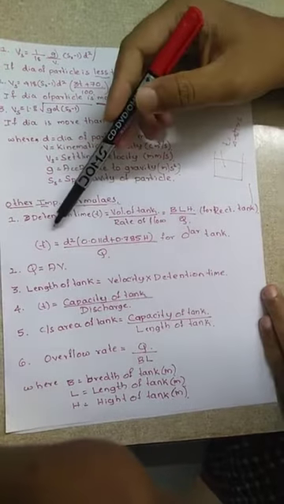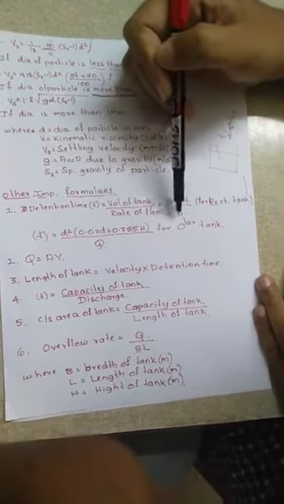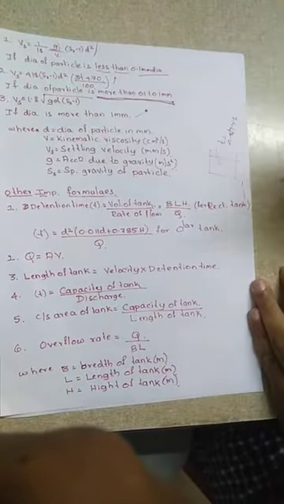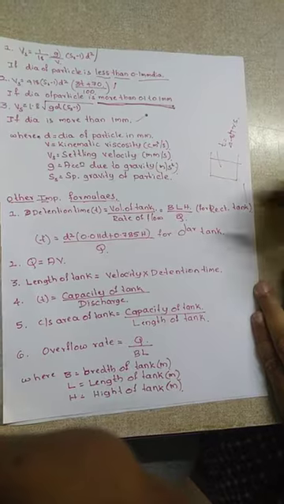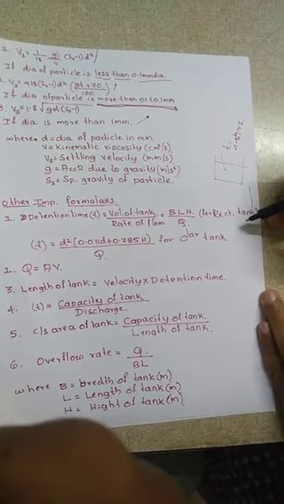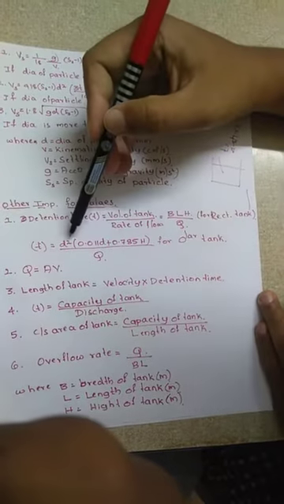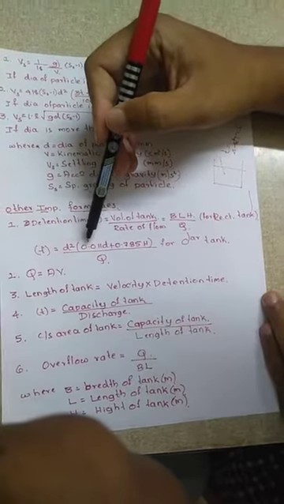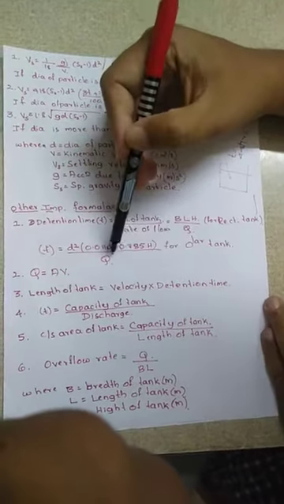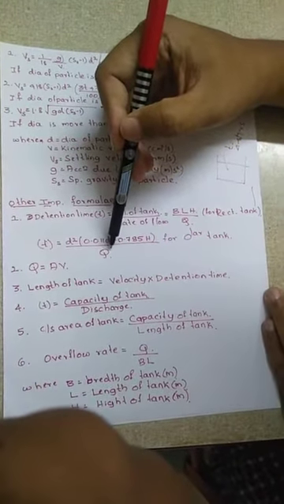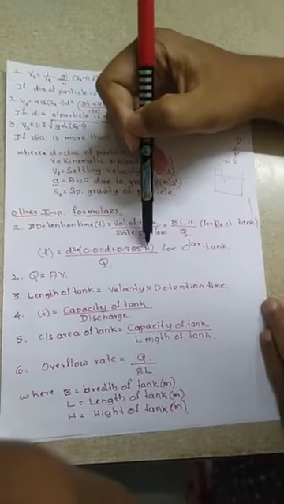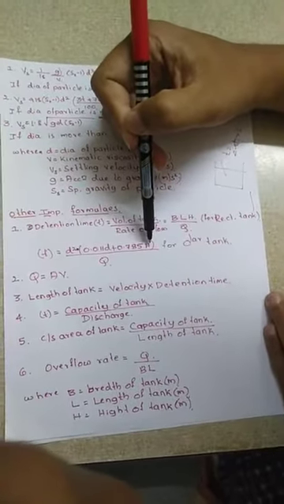The second formula is for the circular tank. I have already told you that a sedimentation tank may sometimes be circular also. For such circular tanks, the formula we use is D square into (0.011 D plus 0.785 H) divided by Q, where Q is the discharge, D is the diameter of the sedimentation tank, and H is the height of the sedimentation tank.